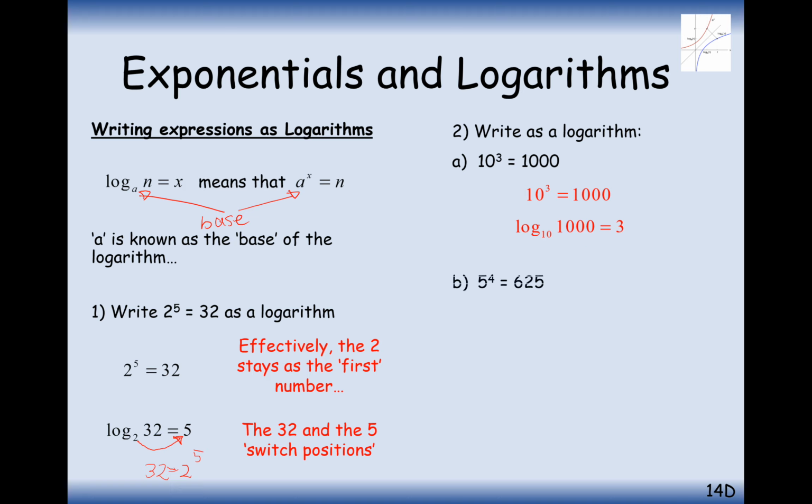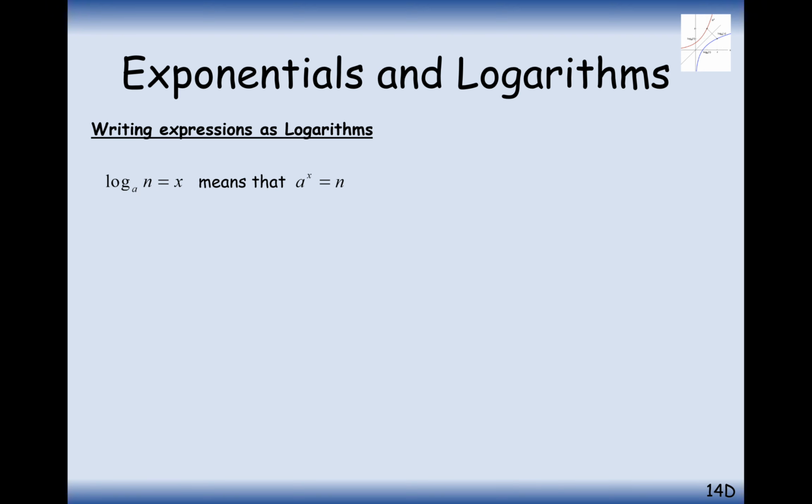Another example here, 5 to the 4 is 625, so 5 is the base number here, so it's log base 5 of 625 is equal to 4. So the base number is the base on the power, and it's the base number in the log, and then you swap the 4 and the 625 around. In this case here, the 2 is the base number, so it's log base 2 of 1024 equals 10.